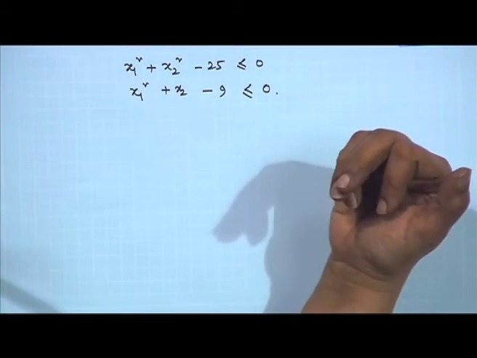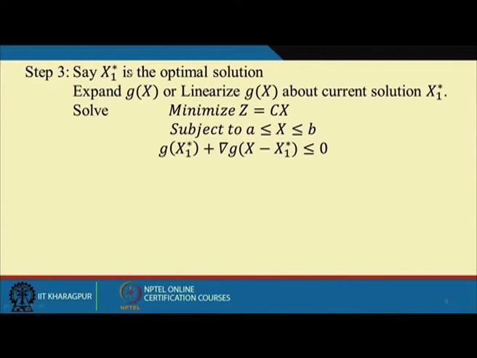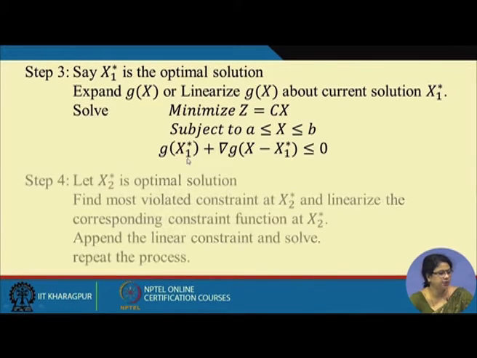Let me just explain the methodology first. I will apply this one in the problem. Now, here then what we will do? We will get the optimal solution for the problem, this one, where g(x) has been expanded at a given point x1 star. Now, if this is not there, how can we really get the optimal solution? I will just explain to you in the next. Okay.